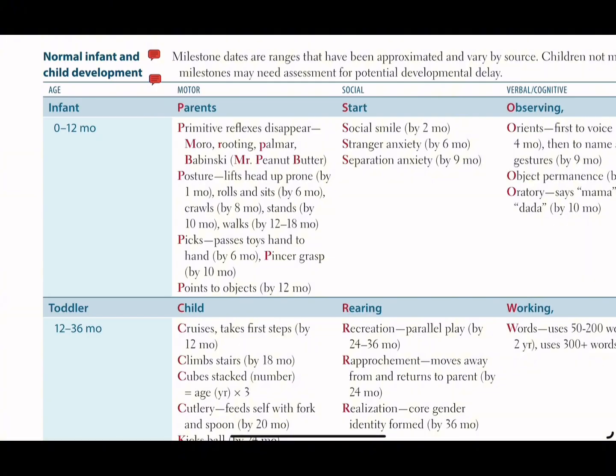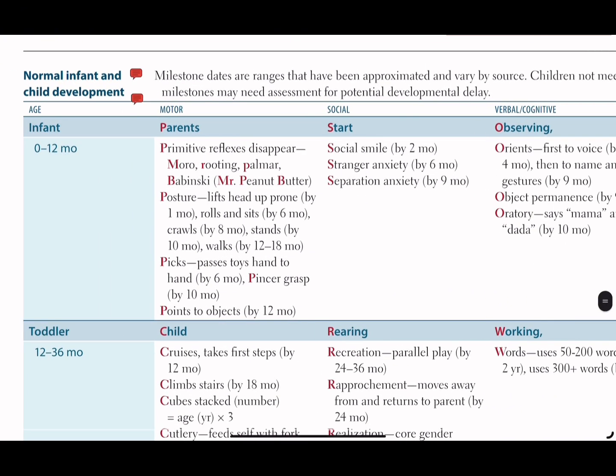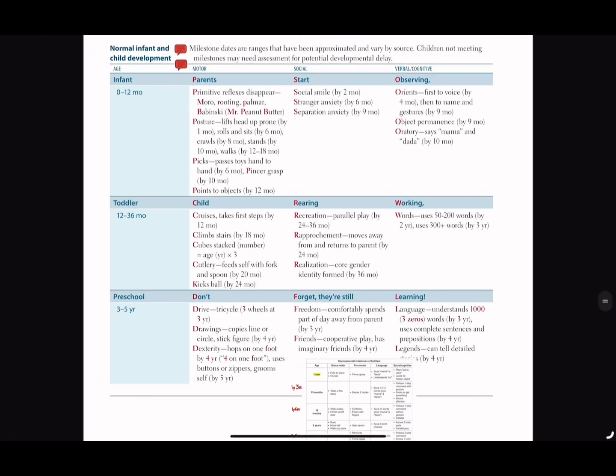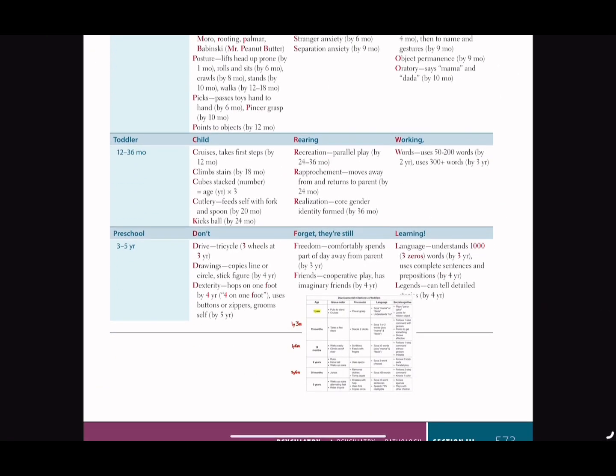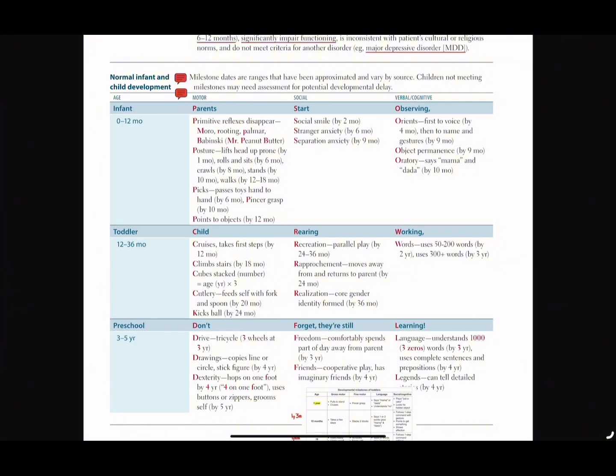Parents. So maybe the parents start observing. Okay, infants. So the parents start observing. Toddler, the child reading, working. Preschool, don't forget they are still learning. Okay, nice mnemonics. So the infant is parents start observing.